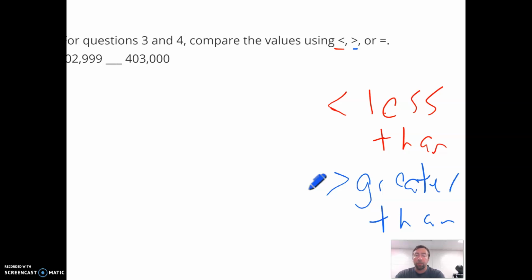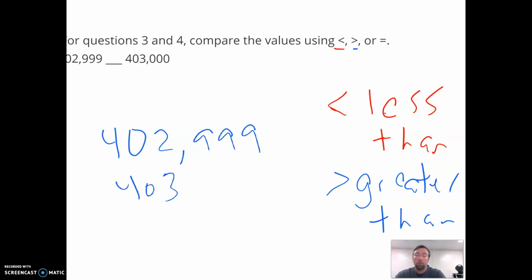So we're going to compare these two. You may be able to just see it, but if you can't, one of the strategies you could use is to write them one on top of the other, lining up your digits, like that. As if I were adding or subtracting them, sort of. And then we can kind of see which one's bigger a little more easily.